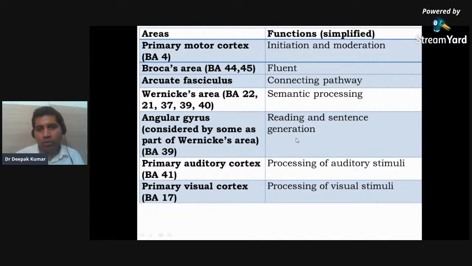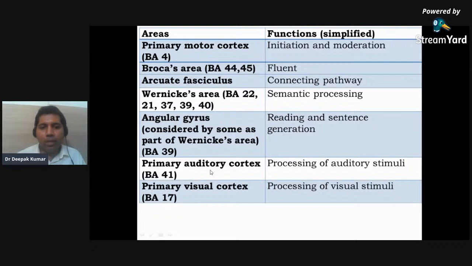So predominantly I'm using my angular gyrus now, right? I'm trying to read and I'm forming sentences, making mistakes, trying to correct them, or give them a better form. So this reading and sentence generation for me is now happening through the angular gyrus, a part of Wernicke's area according to some.